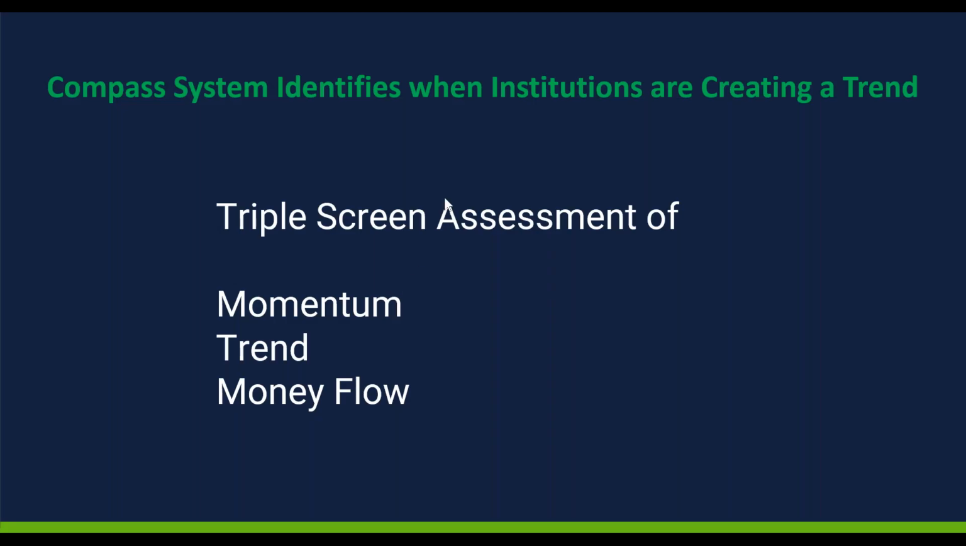I'm going to talk a little bit about how the Compass system works, but I'm not going to go into a huge amount of detail because it takes a long time to go over the whole methodology and the data that it crunches. But we do what's called a triple screen assessment. A triple screen assessment is multiple time frames, and we do it on 3 different things: momentum, trend, and money flow.